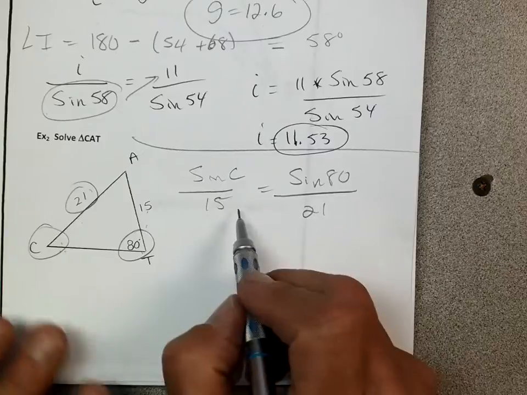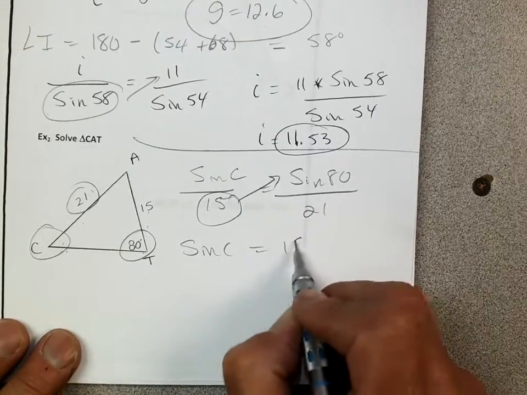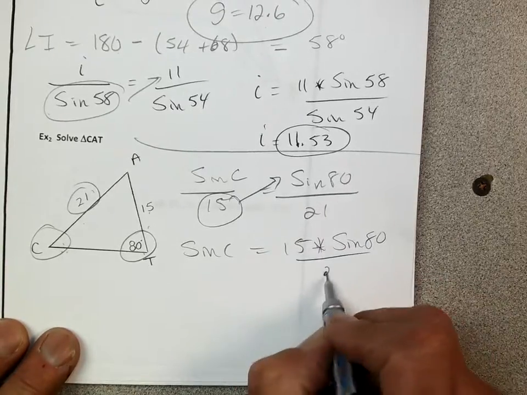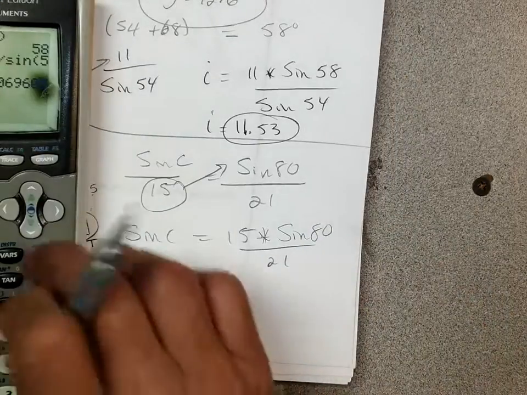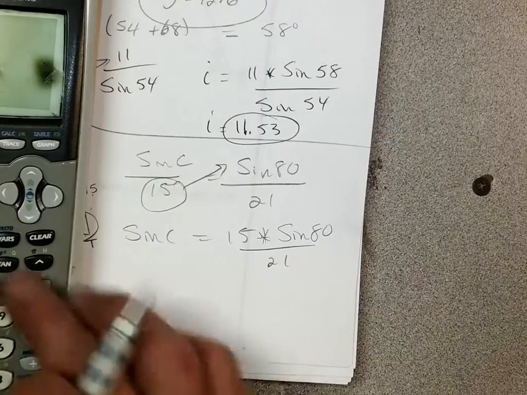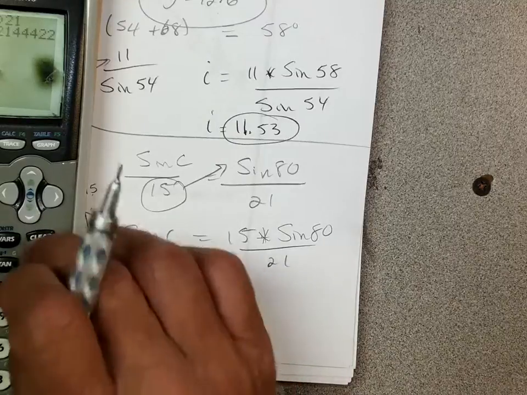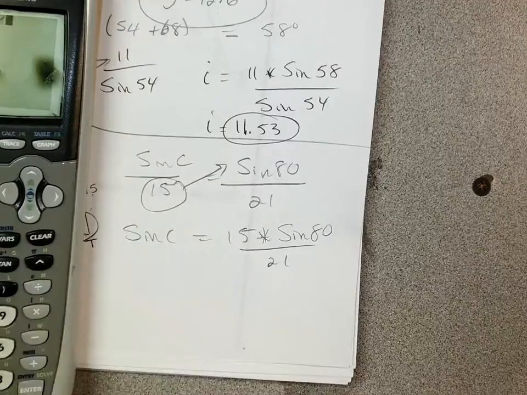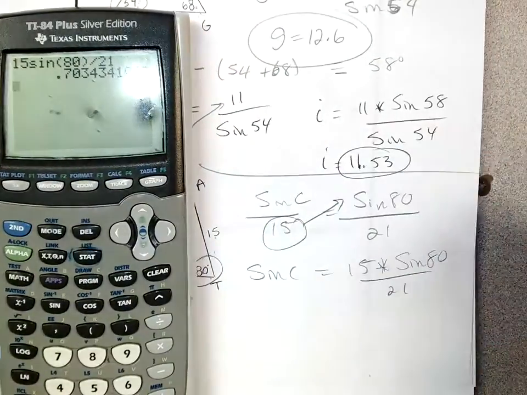Same thing, let's cross multiply. Bring up the 15. We're going to go sine of C equals 15 times the sine of 80 over 21. Now I'm just going to use my calculator. 15 times the sine of 80 divided by 21. But I get, hold on, do it again. 15 sine of 80 divided by 21. But I get a decimal. Well, the decimal can't be the answer, right? Let me show you my calculator. It can't be the answer, 0.7. But we're looking for the angle.